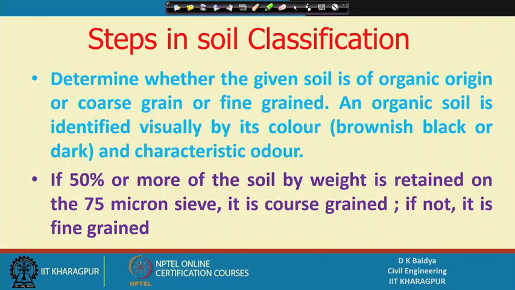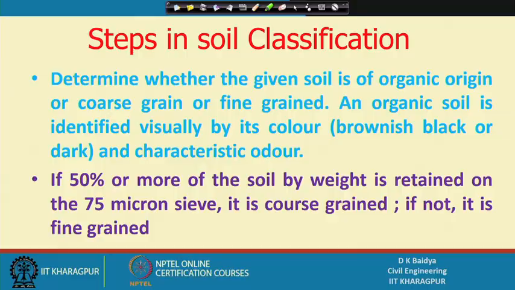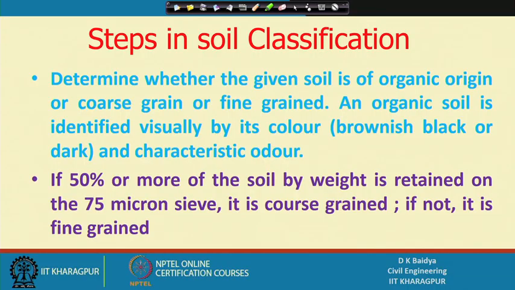Determine whether the given soil is of organic origin, coarse grain or fine grain. These three things we can differentiate in the initial inspection. An organic soil will be identified visually by its color. Generally it will be dark, brownish black or dark, and it has a characteristic odor. There will be a smell also in organic clay. So first of all, you have to find out whether it is organic clay, a coarse grain soil or a fine grain soil.